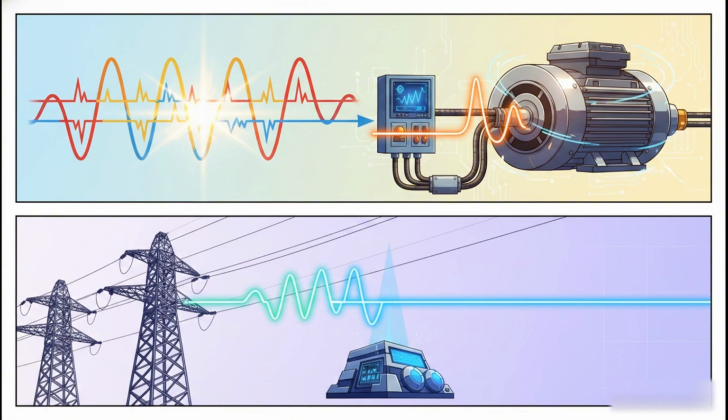Two huge applications you'll see are in motor soft starters, which gently ramp up huge motors to prevent those massive inrush currents that can trip breakers, and in something called static VAR control. This is where utilities use giant versions of these controllers to fine-tune reactive power on the grid, helping to keep the voltage stable for everyone.